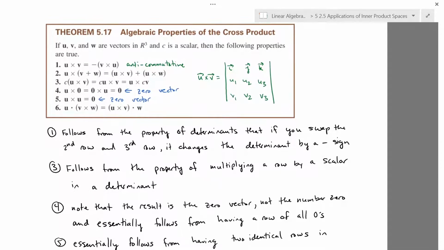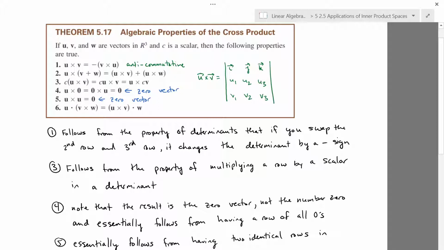One other thing to be careful about is that the 0 that's written in properties 4 and 5 is bold-faced, right? So that means that this is referring to the 0 vector and not the number 0. When we're working with the cross product, everything is vectors, right? So the result of the cross product should be a vector and not a number. And so this 0 is the 0 vector and not the number 0.